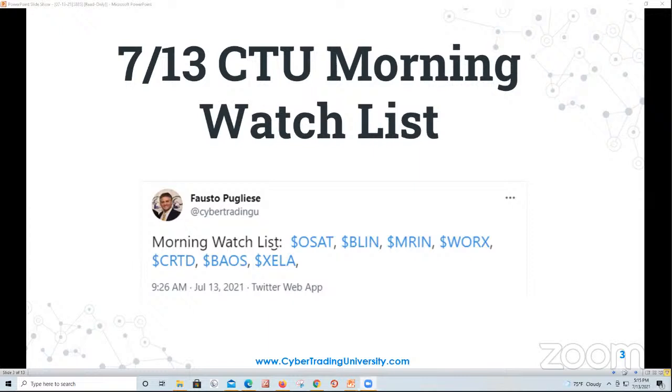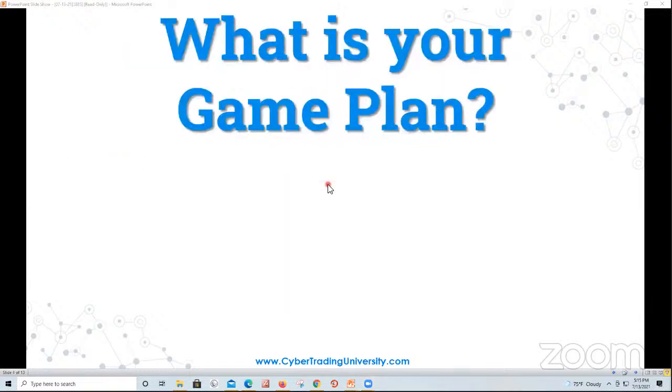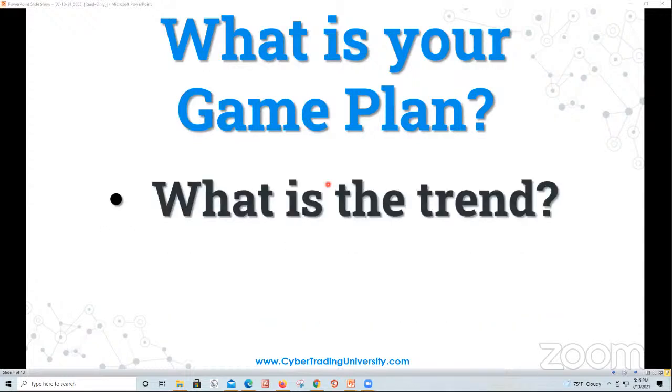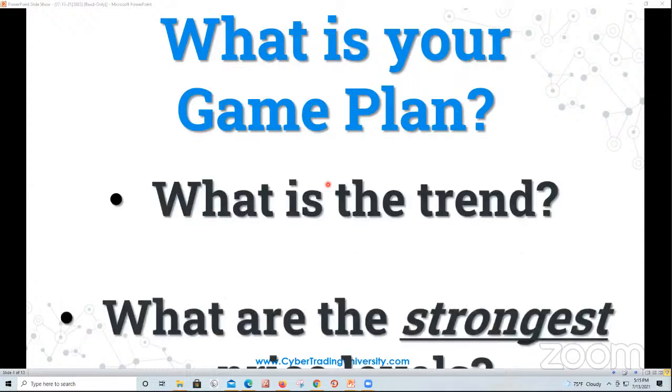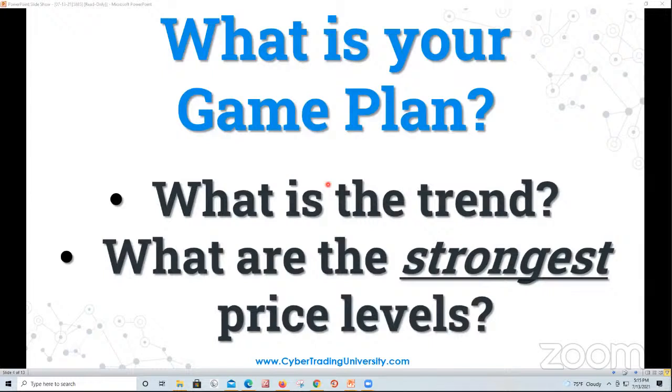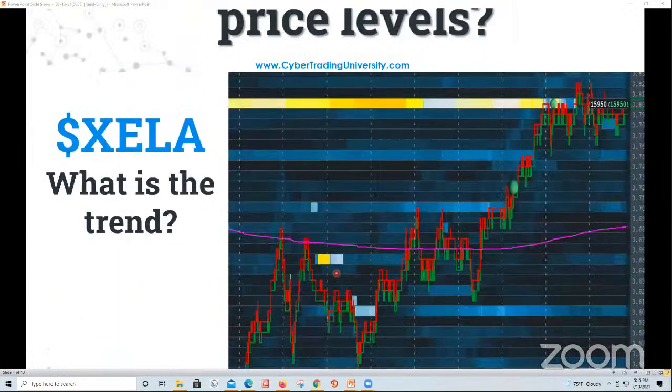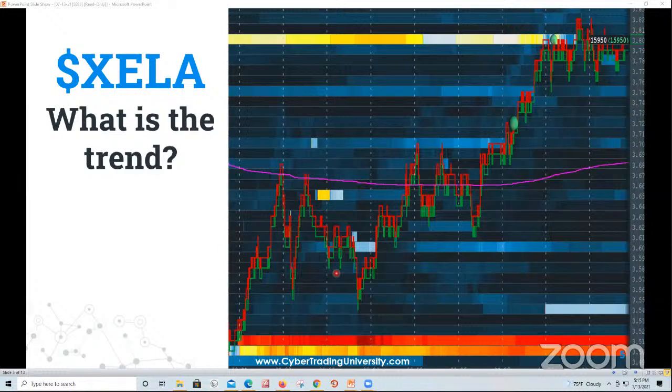I want to focus on this one stock right here. And let me just get my crayon so you guys could follow along with my little dot right here. The big part about being a trader is you got to have a game plan. Know what the trend is and what the strongest price levels are. And Bruce did a very good demonstration of explaining those big support and resistance levels. Now, I want to talk about this stock XELA. This is another stock that we had a big runner. I mean, he brought up a lot of good stocks. So we'll talk a little bit about this one.